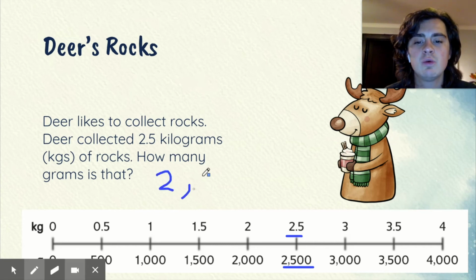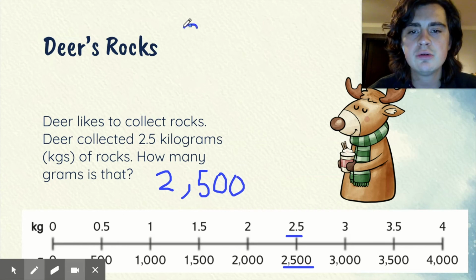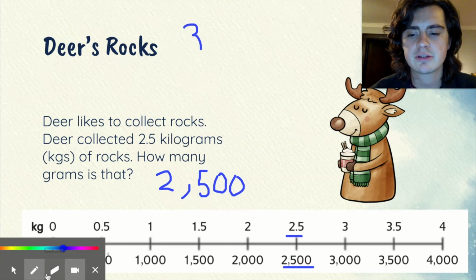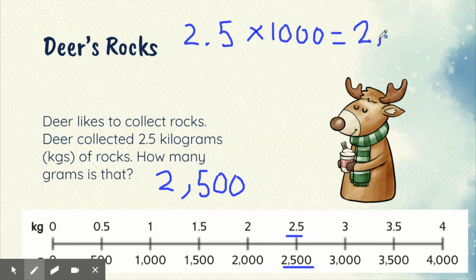But again, you won't always have one of these nice little conversion charts, so you won't always know so quick how many grams that is. So let's look at two other ways that you can do that. You could do 2.5, or 2 5/10, times 1,000 equals 2,500.